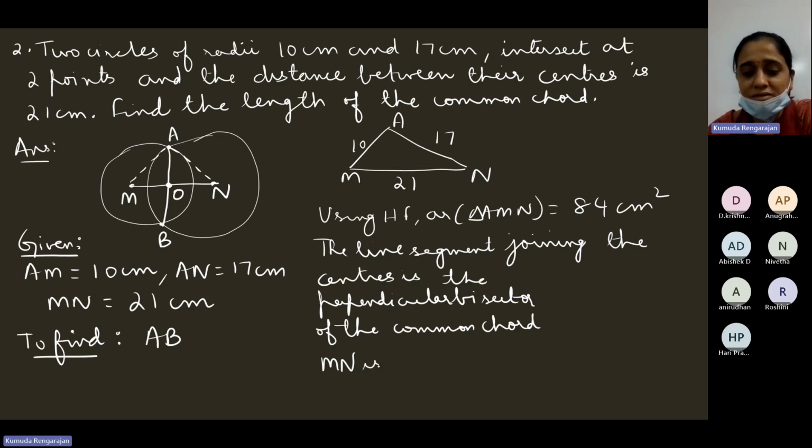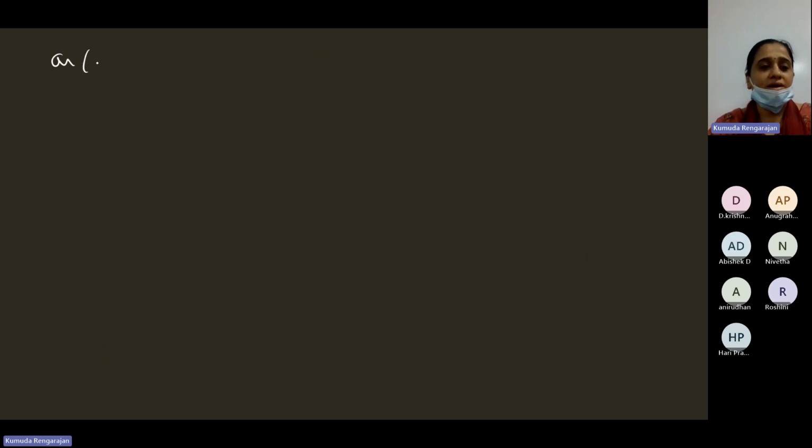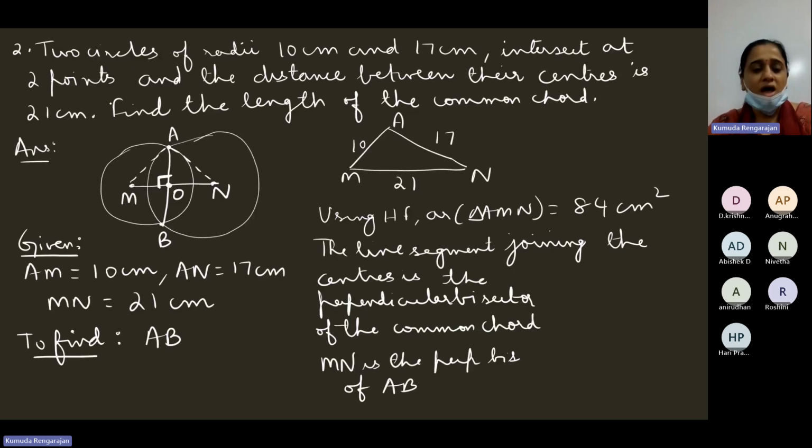So MN is the perpendicular bisector of AB. So we have 90 degrees here. And also, it bisects AB. So AO is equal to OB. Now, area of triangle AMN is equal to 84 by Heron's formula. So half into base MN into altitude AO.